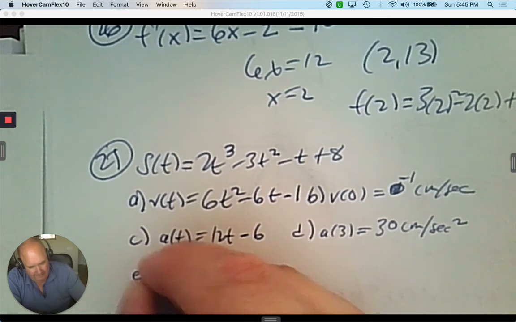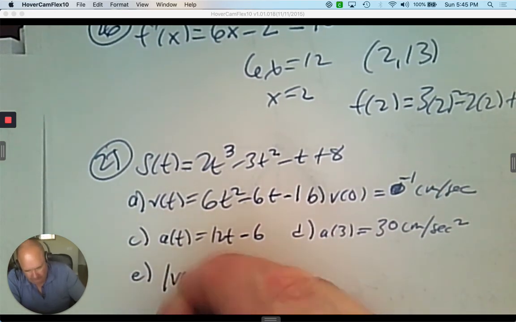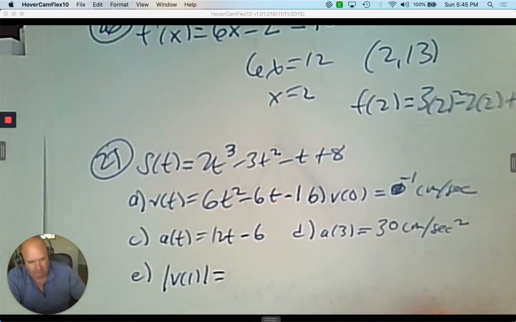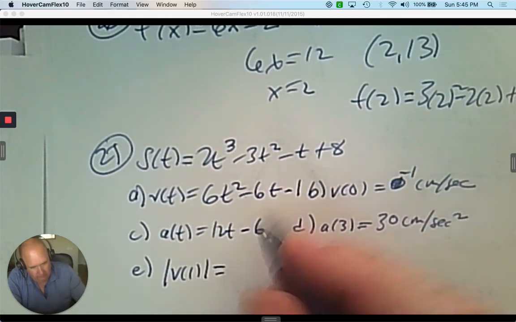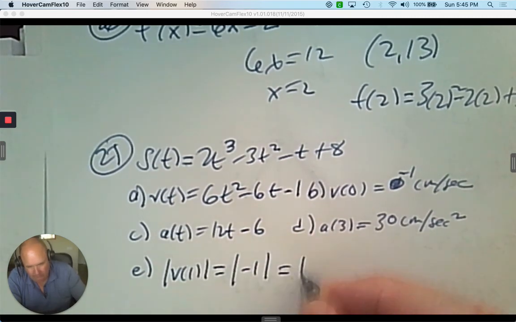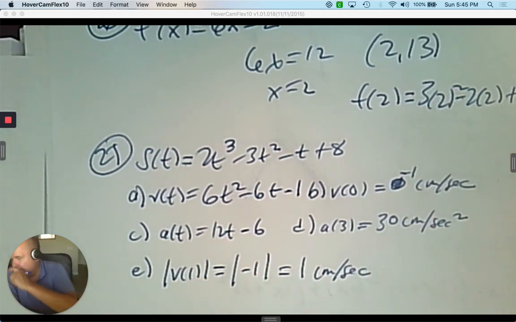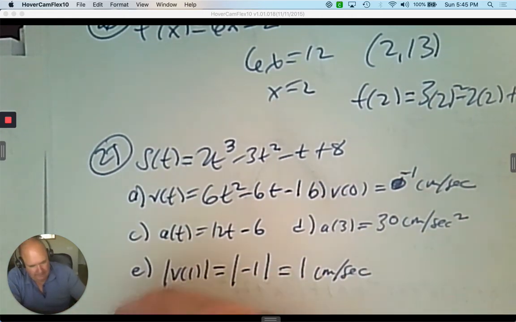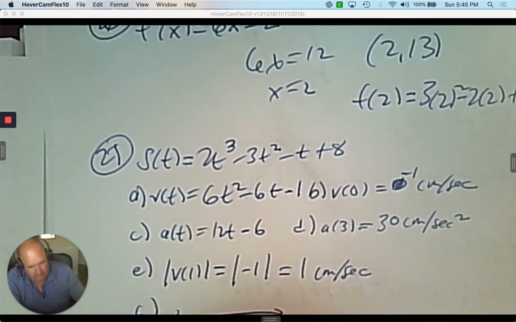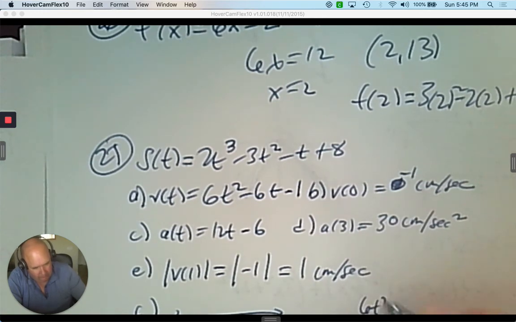Part E says, what's the object's speed at 1 second? So that's the absolute value of velocity. So if you plugged in 1, you would get -1, but the absolute value of that would be 1 centimeter per second. F, it says, when is the object moving left? So we're going to have a velocity. We take the velocity equal to 0 and solve it.